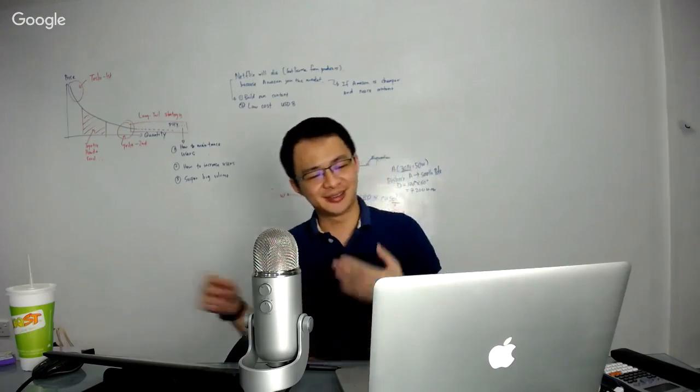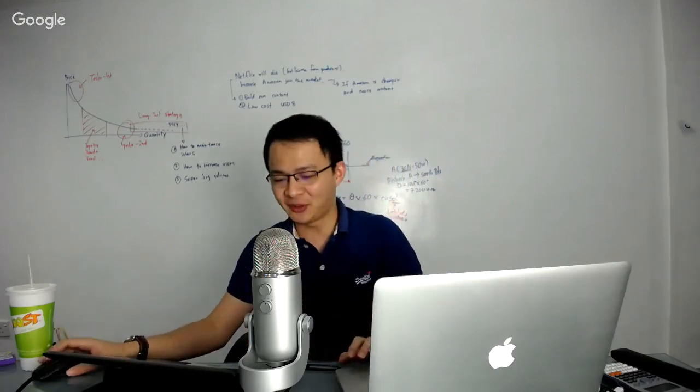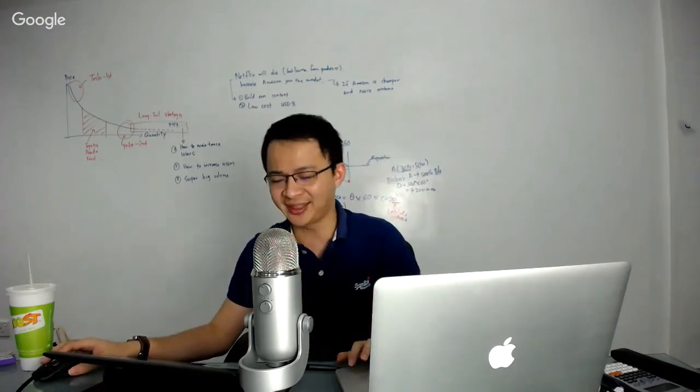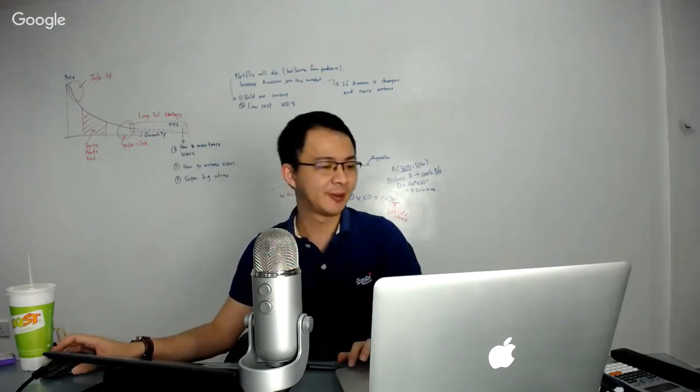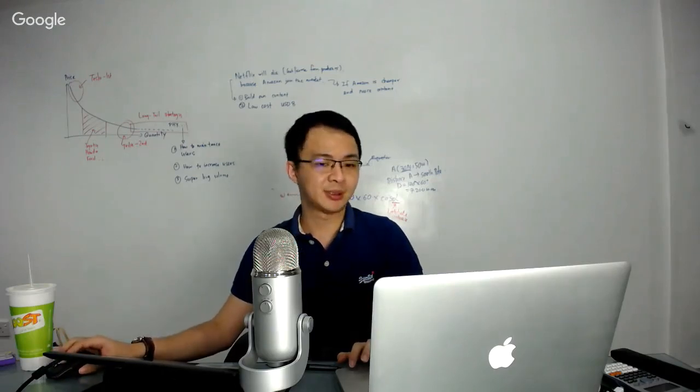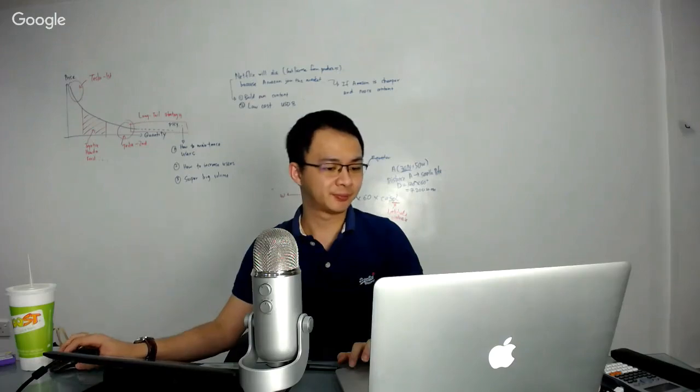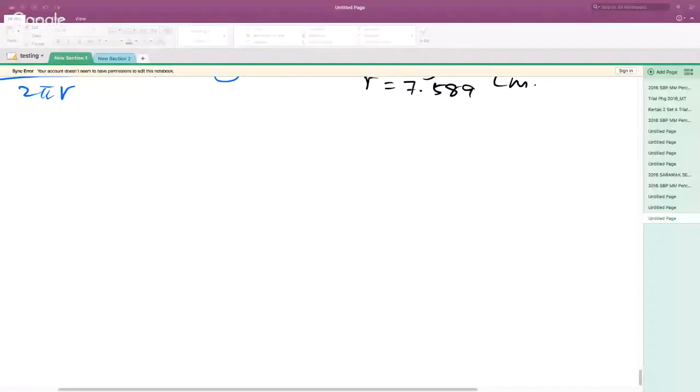Okay, since a student asked about rate of change, I will just randomly explain a little bit on rate of change. For A minus, I guess it's about 60 to 65.